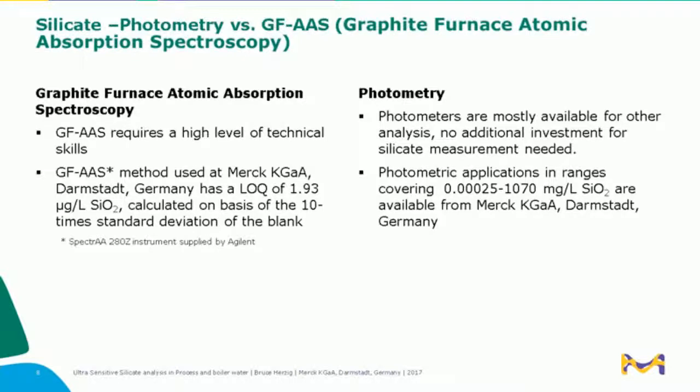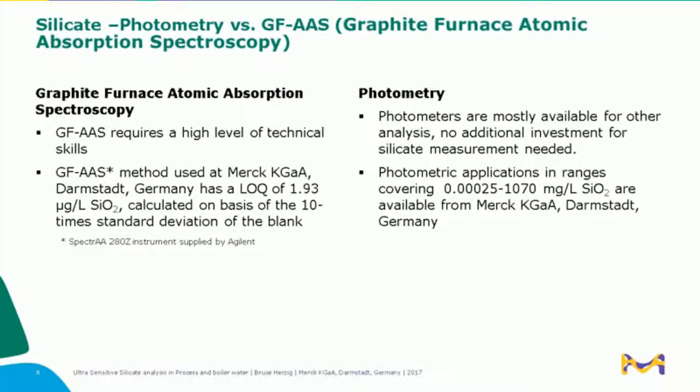This method is based on the vaporization of atoms in a graphite furnace. The atoms absorb a characteristic wavelength of light from an emitted light source, which can be measured and is proportional to the concentration of the element in the sample. GFAA requires a high level of technical skills, where photometers are mostly simpler and easier to use.